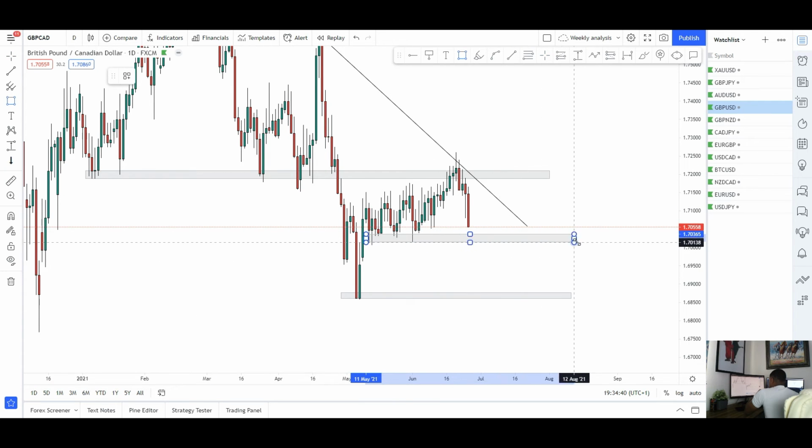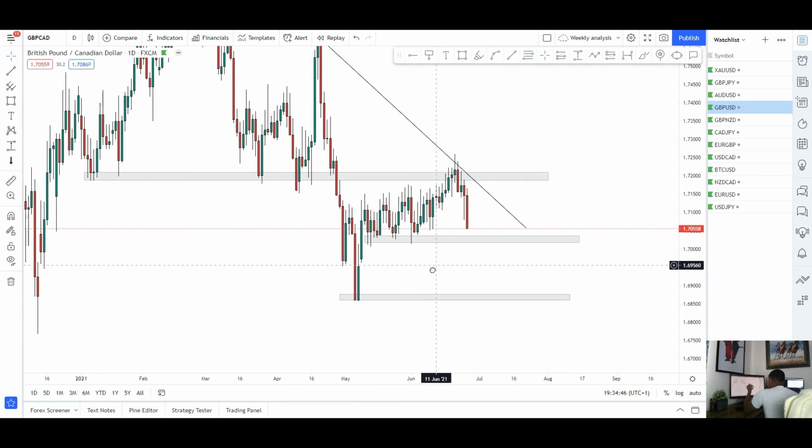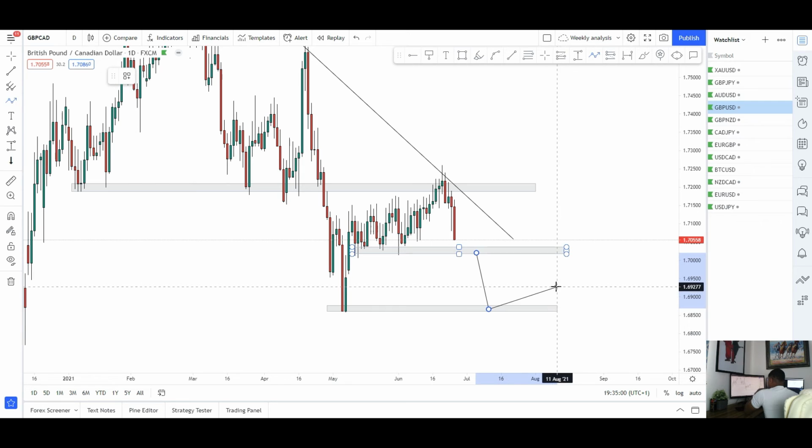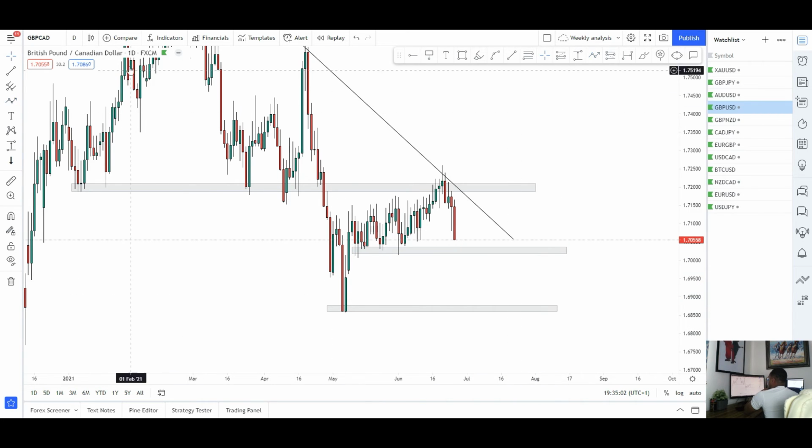We do have this area of support we have to watch out for, because this is where the market did consolidate for pretty much a month or around about a month before pushing to the upside and seeing that bearish momentum. So I think if we can clear this support here, then the probability of price pushing back down to these previous lows does go up much higher. So I'm expecting more downside for GBP CAD.